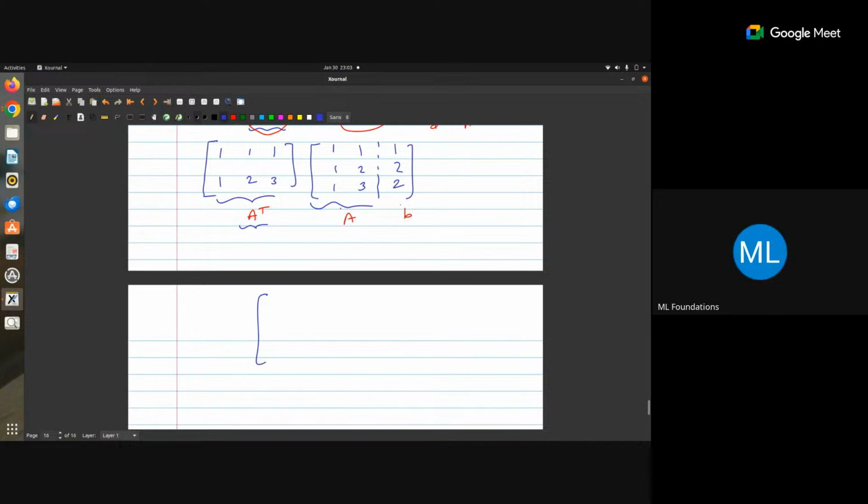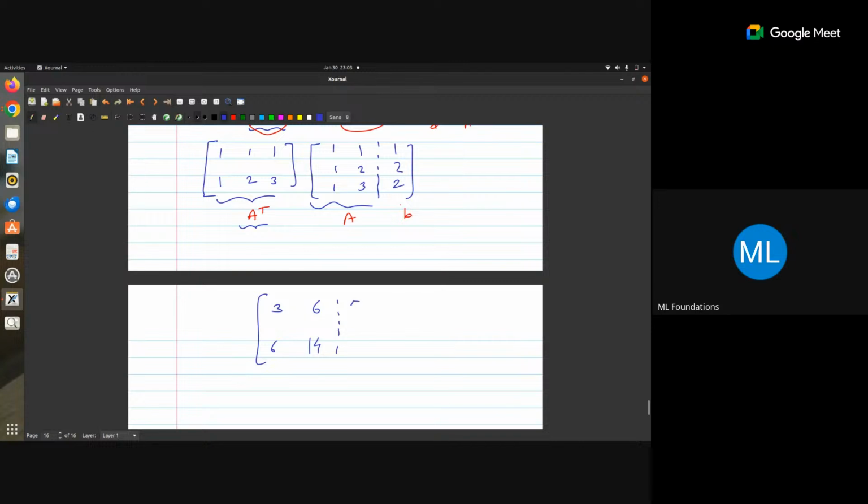Yeah, A transpose A is what? Can you now just multiply here first? 1 with 1, 3, right? Then here I'll get 1 plus 1, 6. Here 6, and 1 plus 4 plus 9, 5 and 9, 14.